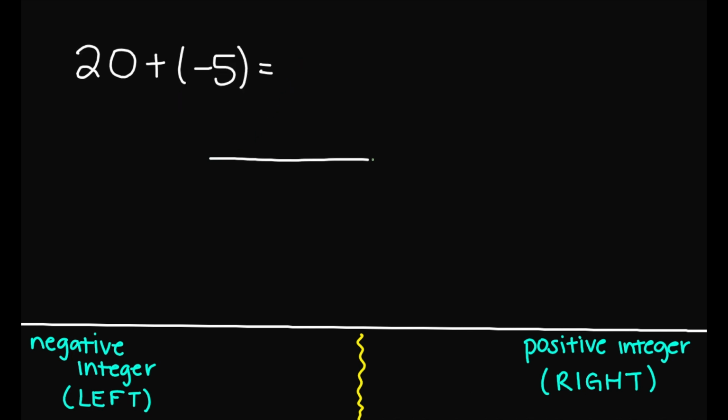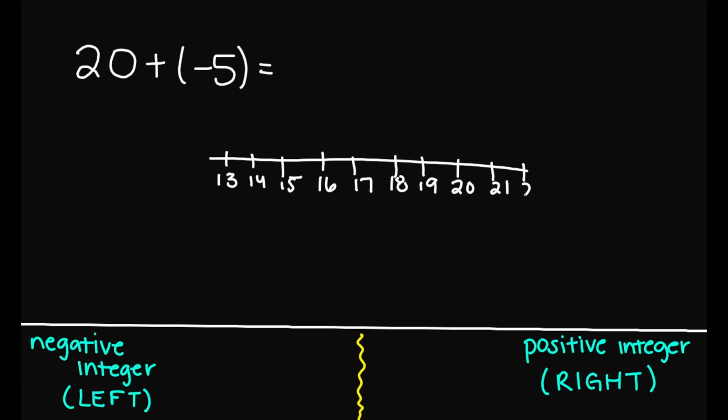Let's look at this example here. 20 plus negative 5. So I'll start with 13, 14, 15, 16, 17, 18, 19, 20, 21, and then 22. Remember, if you continue going this way, this is your positive integer. And then if you continue going this way, you're going to run into your negative integers. So you're going to get 12 here, 11, 10, 9, 8, 7, and you'll keep going all the way down. You're going to get 0, and then your negative integers.